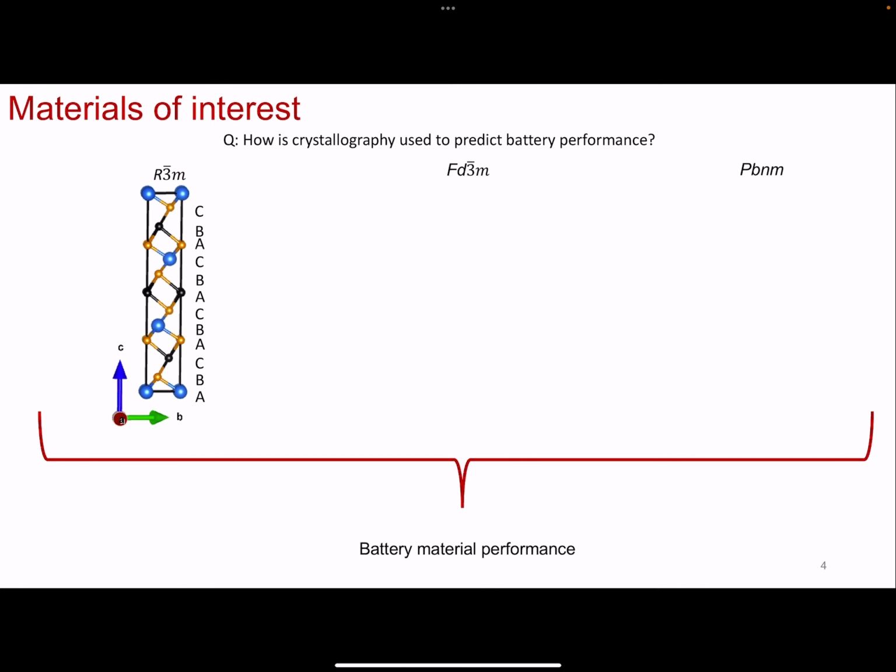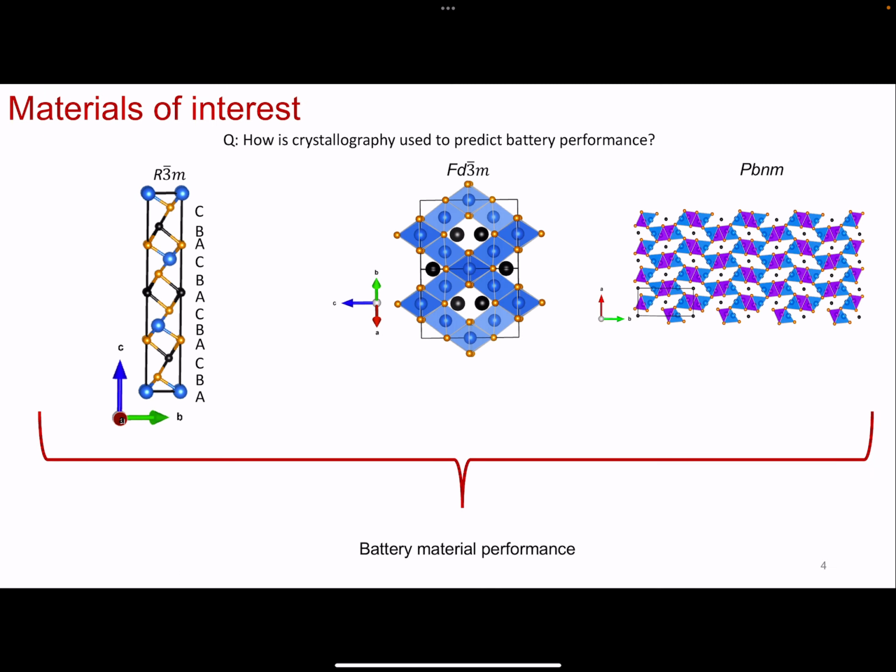So the materials of interest that I listed here are all cathode materials, and they have crystal structures that are listed here, such as R-bar-3m for lithium cobalt oxide, Fd-bar-3m for lithium manganese oxide, and lithium iron phosphate, which is orthorhombic, listed here as Pbnm.